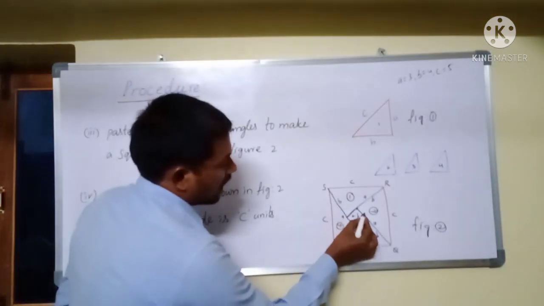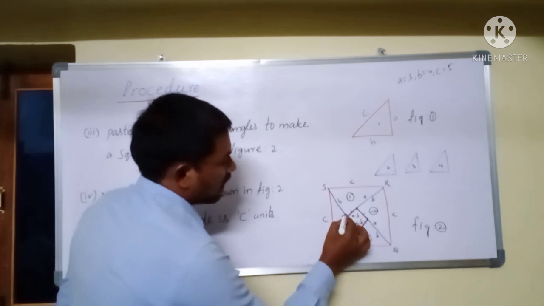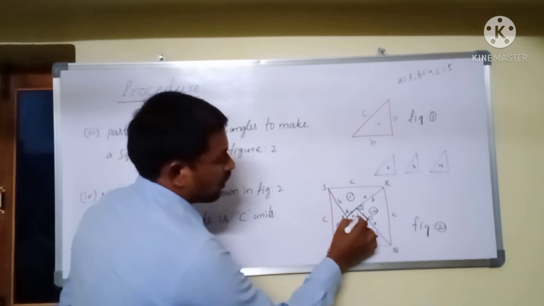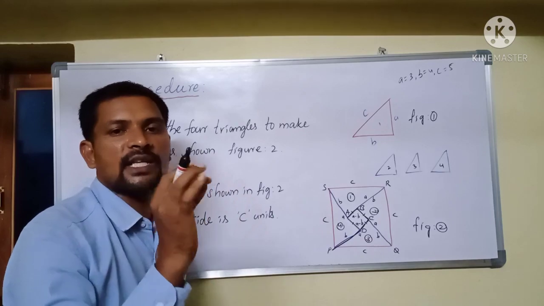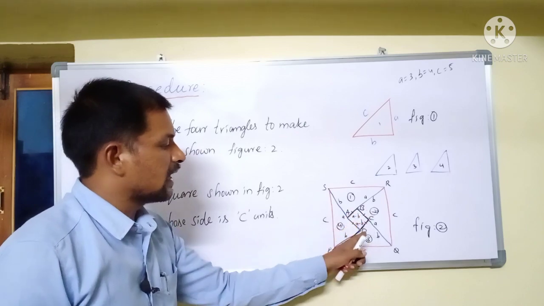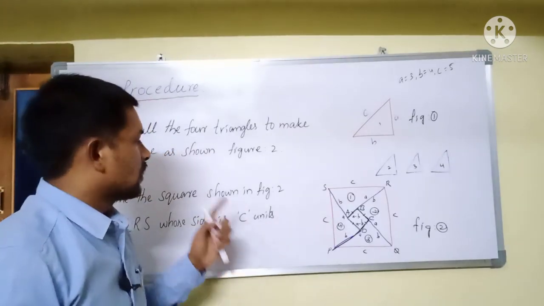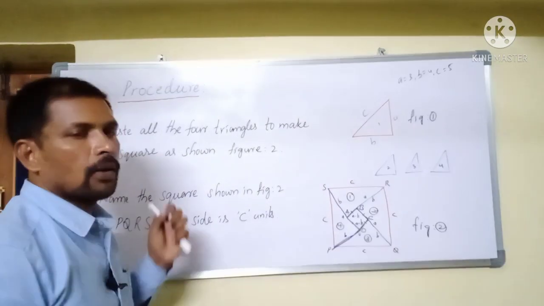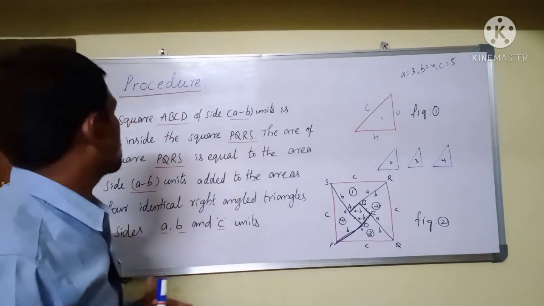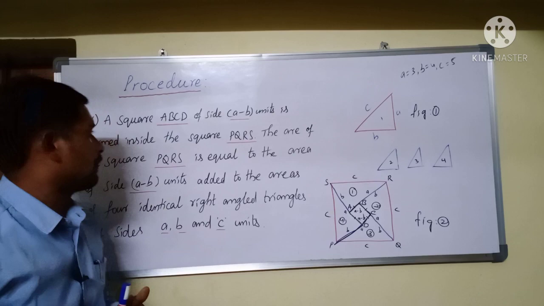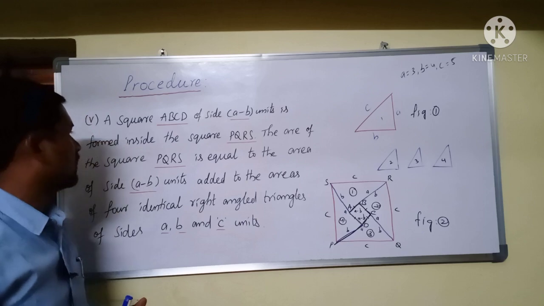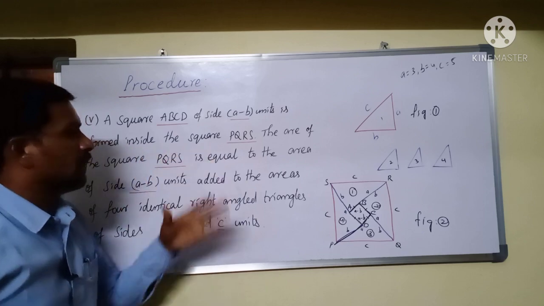The length of each side of this square, you can think that this is A, B, C and D. So the length of each side is A minus B units. The length of each side of small square ABCD is A minus B units. Then let us move to point number 5 in procedure. Right. Now we will discuss point number 5 in procedure. A square ABCD of side A minus B units is formed inside the square PQRS.